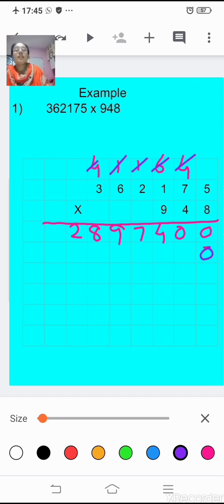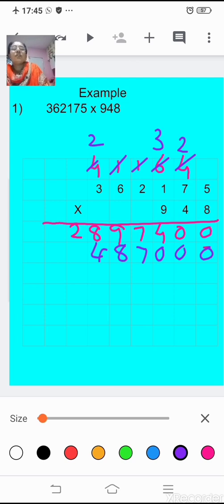Now 4 5s are 20. 2 to be carried over in the tens place. 4 7s are 28 plus 2, 30. 4 1s are 4 plus 3, 7. 4 2s are 8. 4 6s are 24. 2 carry over here. 4 3s are 12 plus 2, 14. So we are finished with the number 4.